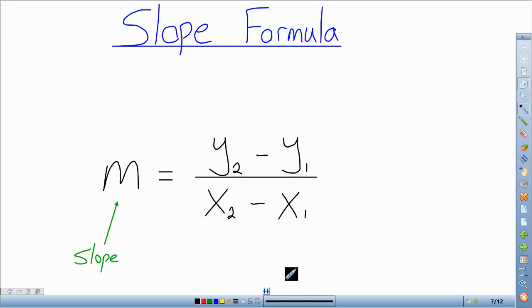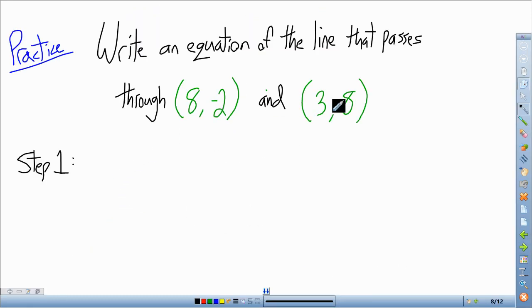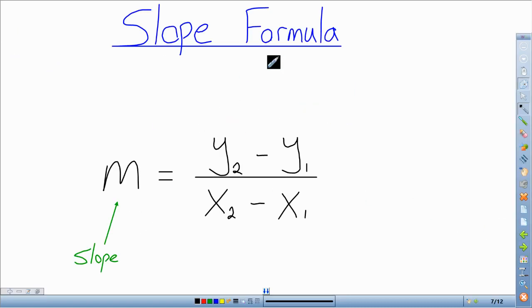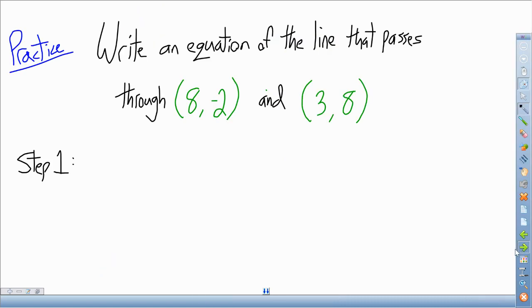All right, so last thing, go ahead and try one of these on your own. Go ahead and do the same thing. Start by plugging these numbers into the slope formula to find your slope, and then you can go from there. Okay, give it a try.